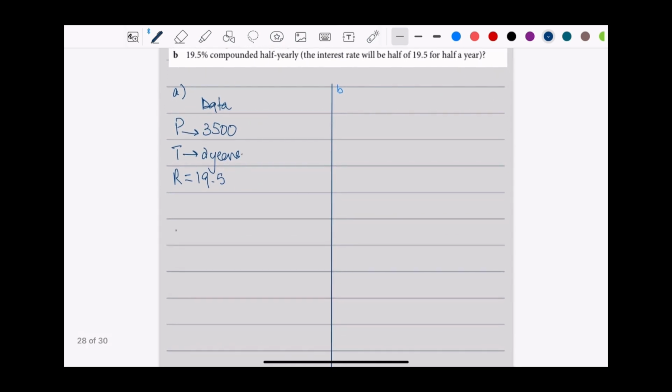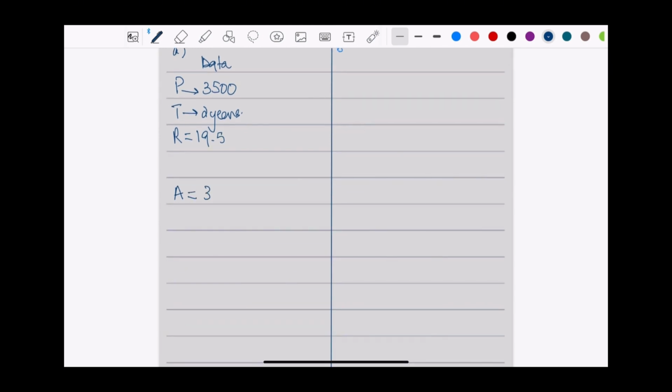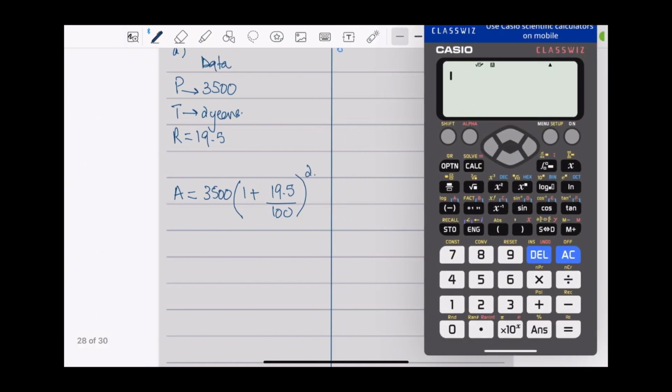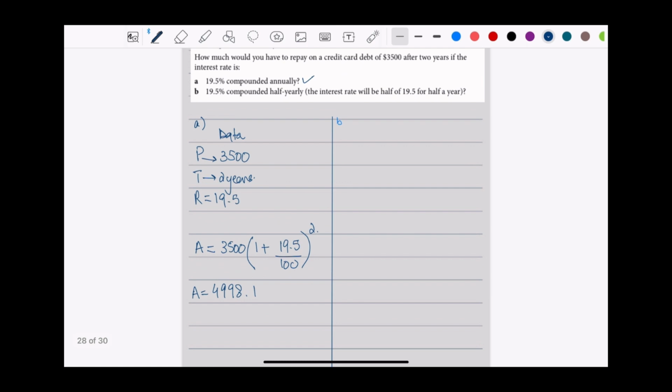So after 2 years, the value of that debt will become 3,500 times (1 plus 19.5 over 100) to the power of time, which is 2 years. If I calculate it, it is £4,998.1. So this is the value of the initial debt of 3,500 after 2 years.